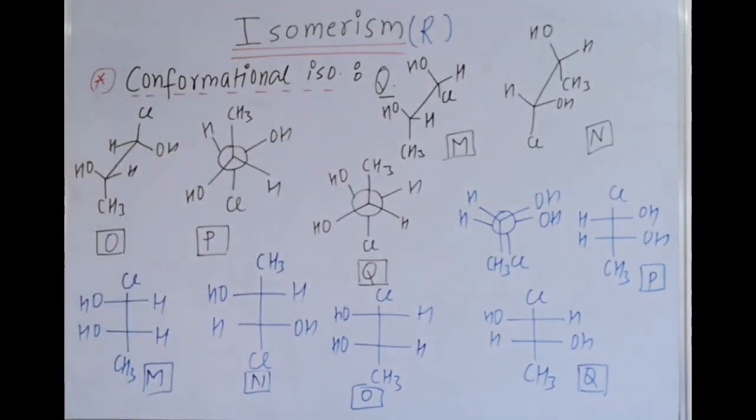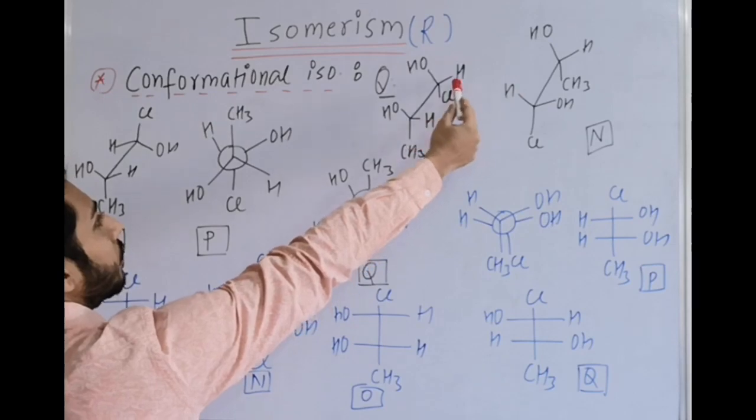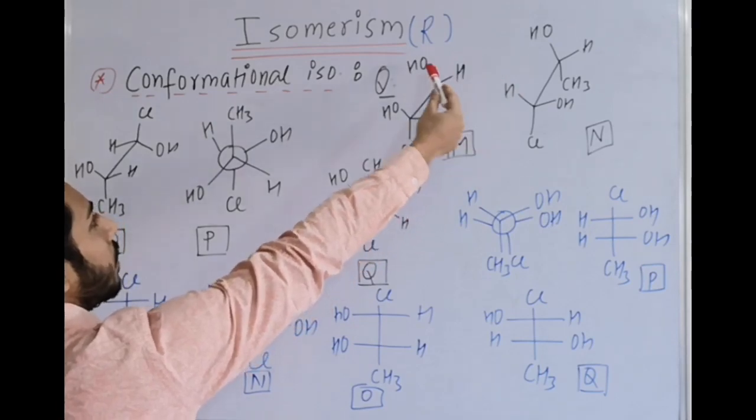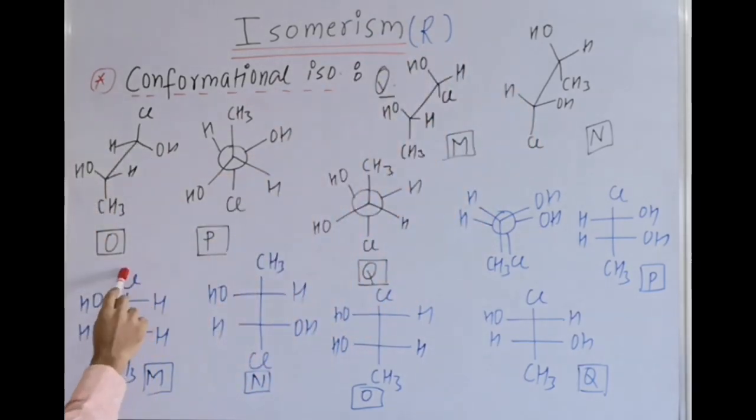So here, Cl in front of CH3, H on the right side, H on the right side, OH on the left, OH on the left. Now you can write it here: Cl, CH3, H, left side OH, H, left side OH. This is the structure of M.